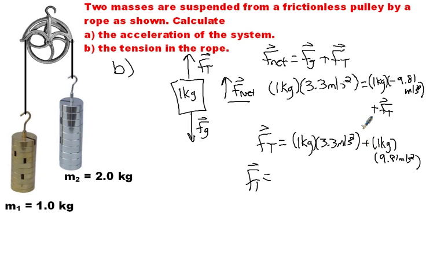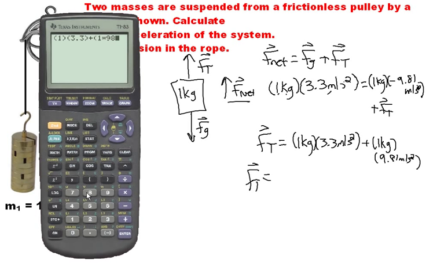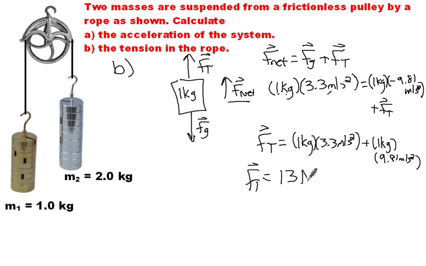If you wanted to, you could have just multiplied these numbers out at this step and got them as a single term. That might have made it easier for you. But I'm just going to do it all in my calculator to save myself some time. So 1 times 3.3 plus 1 times 9.81. So there we go. Looks like we're getting a force of tension of 13 newtons up.